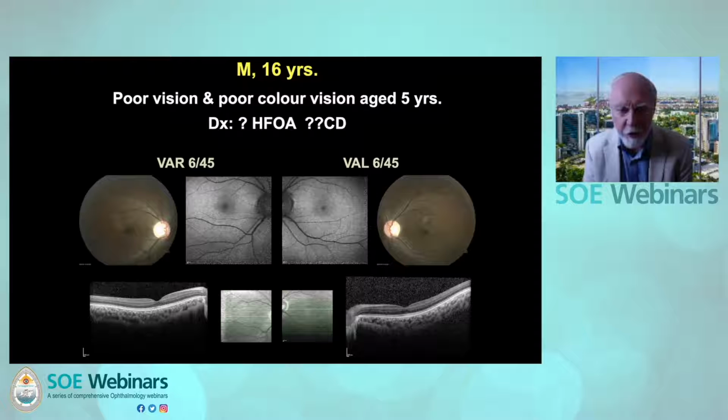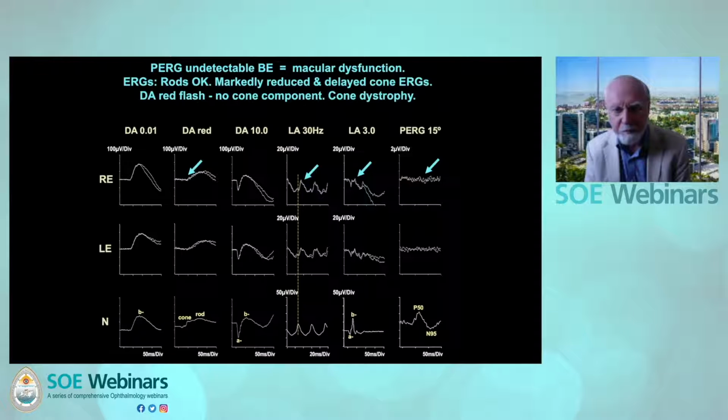Now this is a patient who's got bilateral disc pallor, bilateral acuity reduction, diagnosis of heredofamilial optic atrophy, which was questioned because there's no marked ganglion cell loss on the OCT. And then when we look at the electrophysiology, the rod-specific ERG is normal. The red flash under dark adaptation, which should have an early cone component and then a rod component, has no cone component whatsoever, at least markedly reduced. The flicker ERG is generally delayed and subnormal, and the PATNI-RG is undetectable. So this patient indeed has a cone dystrophy with disc pallor.